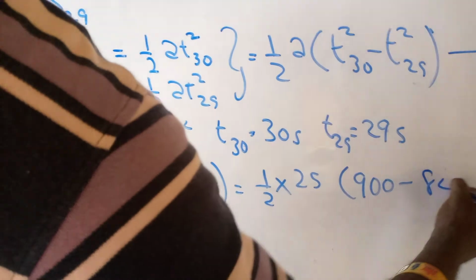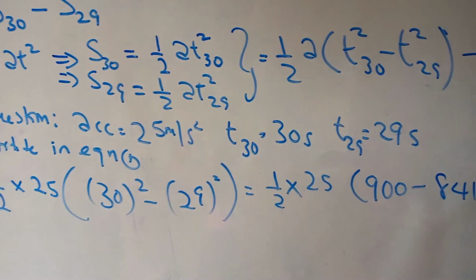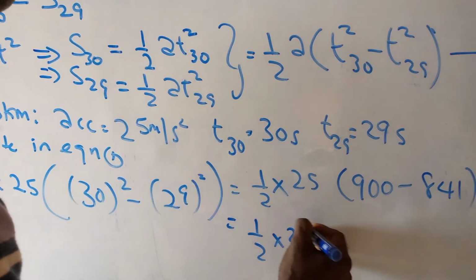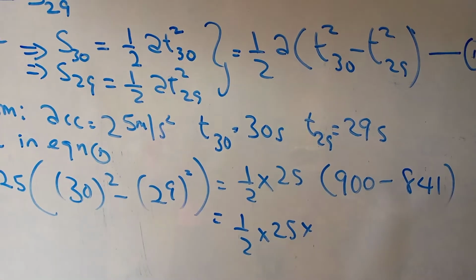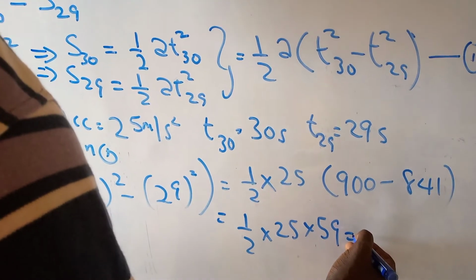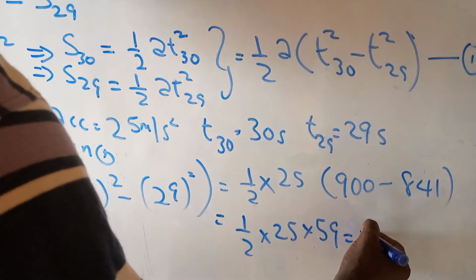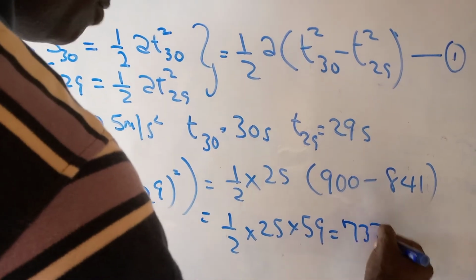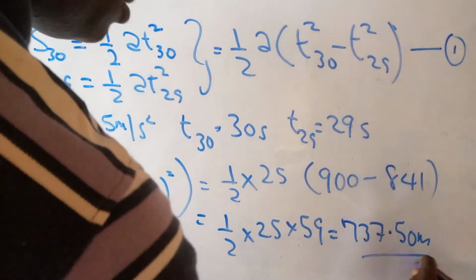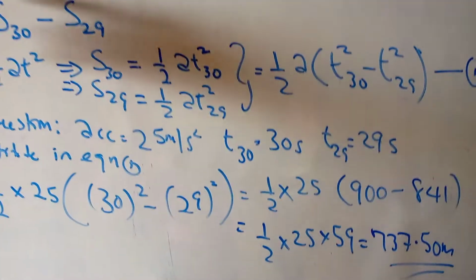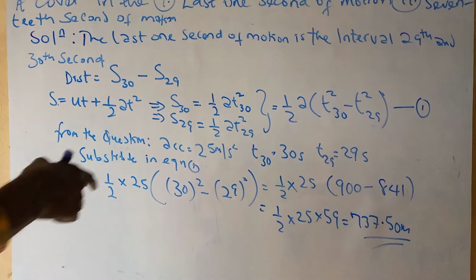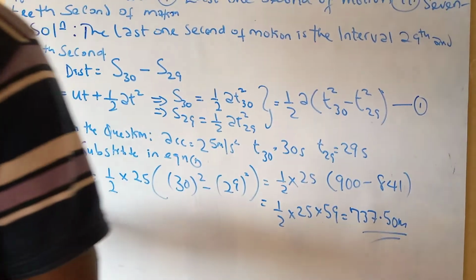Okay, if you have that, then you have half times 25 times 900 minus 841, which will give you 59. If you multiply this together and divide it by 2, it gives 737.50 meters. That is the distance in the last 1 second of motion.